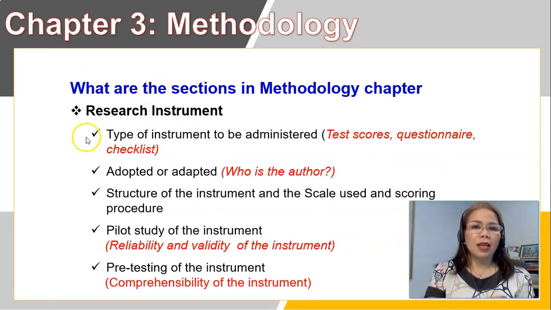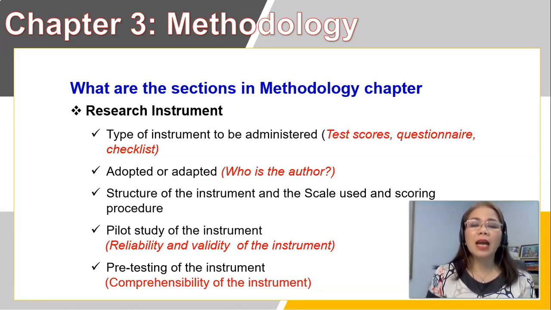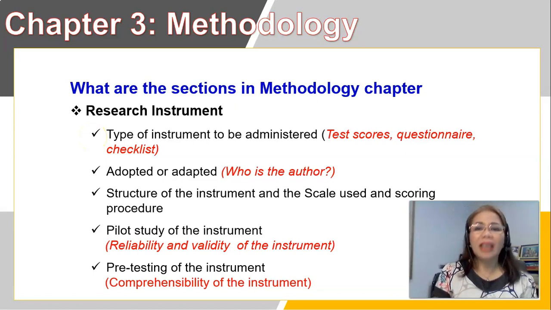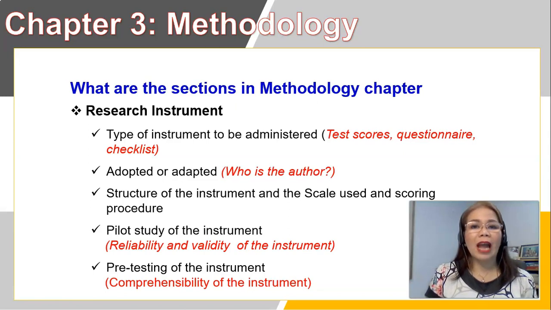Next, in your methodology chapter, it's important that you discuss the research instrument. Tell the readers what is the type of research instrument that you are going to administer in your study. And then also tell the readers whether you adopt or adapt the research instrument. If you adopt or adapt it, tell the readers from whom you borrowed the research instrument. And then if you are adapting it, tell the readers what are the sections or what are the things that you modify in that research instrument in the context of your study.